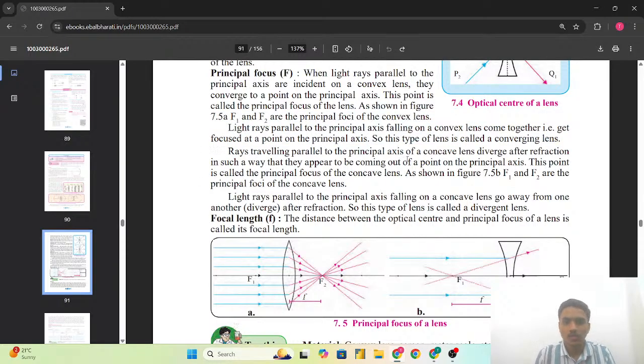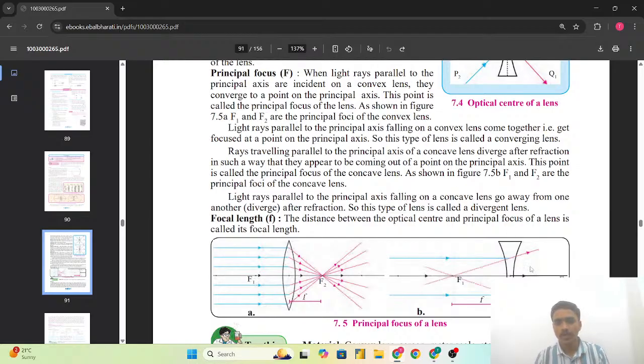Rays traveling parallel to the principal axis of a concave lens diverge after refraction in such a way that they appear to be coming out of a point on the principal axis. This point is called the principal focus of the concave lens, as shown in figure 7.5b. F1 and F2 are the principal foci of the concave lens. Light rays parallel to the principal axis falling on a concave lens go away from one another, that is diverge after refraction. So this type of lens is called a diverging lens.